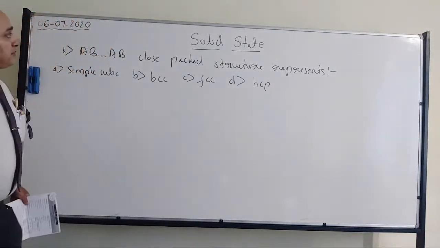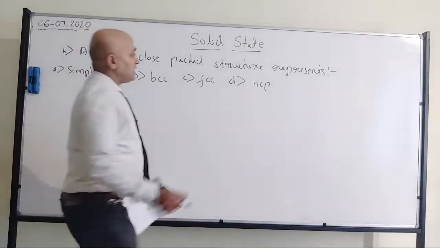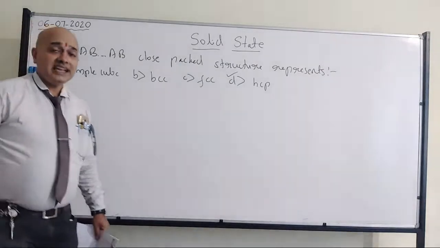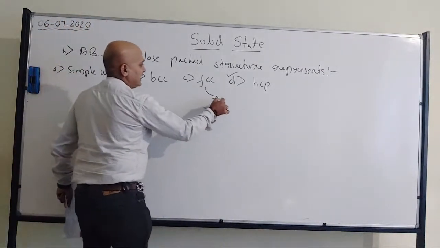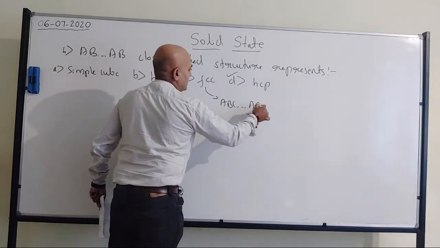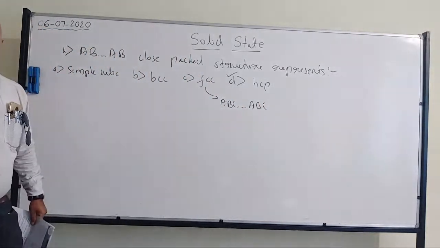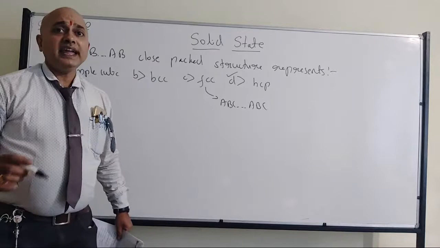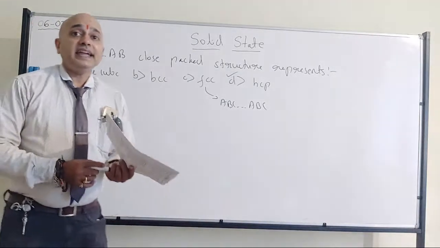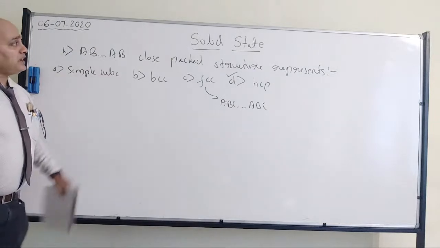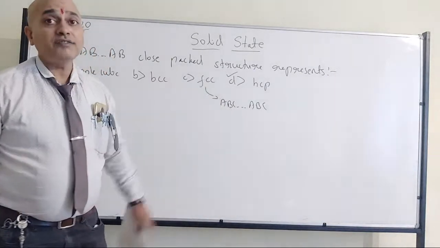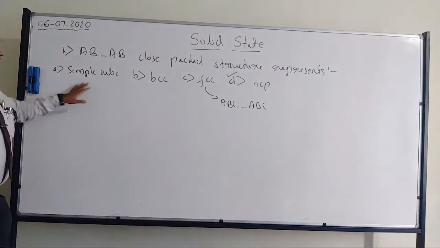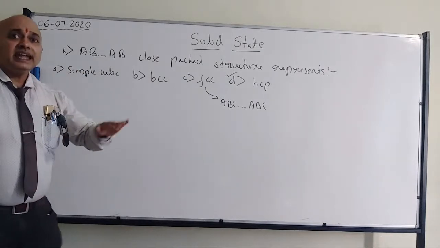So AB close packed structure, as Bhanu Kumar has written, it should be SCP. If it is ABC type, then it will lead to the FCC or even BCC. But if it is simple cubic, it will be AAA type. That's where we have the AB close packed structure. It will lead to the formation of SCP. If it is ABC, it can be FCC or BCC. And when it comes to simple cube, it will be AAA type.